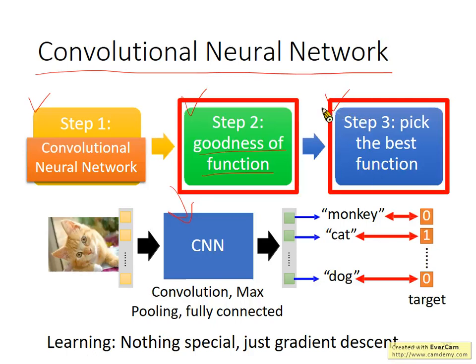And for the third step, how to pick the best function, there is basically nothing special, just again the gradient descent algorithm. So for the second step and the third step, even if we use a convolutional neural network, we also use the same technology to find the best function. Although we may change the network structure from a fully connected network to a convolutional neural network.